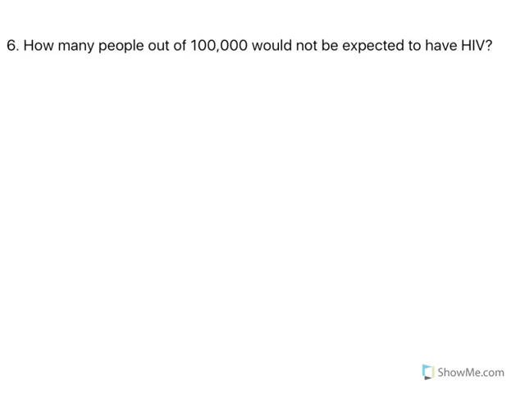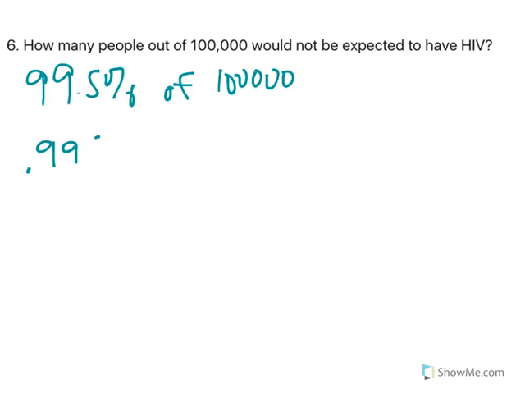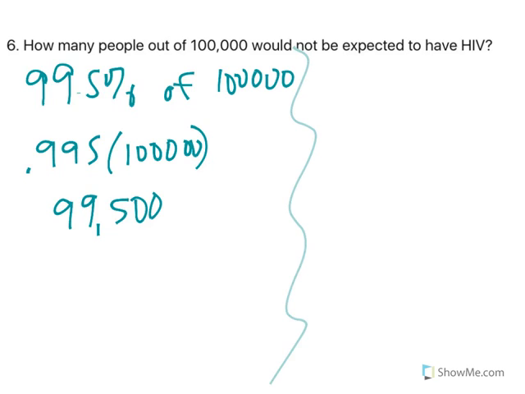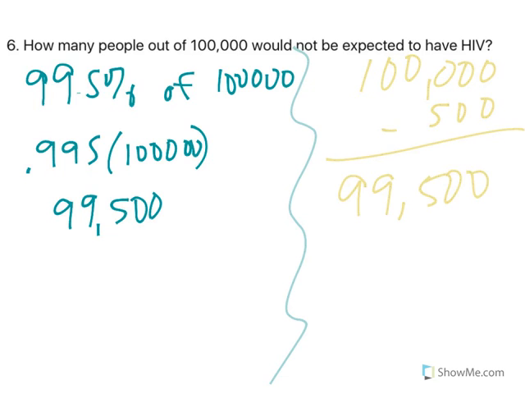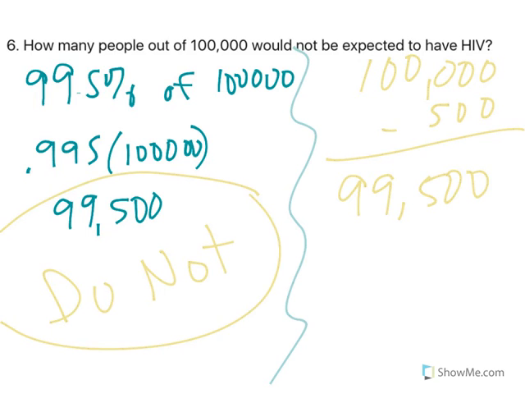Now, let's go back and say, okay, how many people out of 100,000 would not be expected to have HIV? Well, we can do this two different ways. We know that 99.5% do not have it. So 99.5% of the 100,000. So you could take 0.995 times 100,000 and get 99,500. That's one way. Or you could say, I have 100,000 people total, and I know that 500 of them have HIV, which means 99,500 do not, right? Either way, this is the amount that do not have HIV.